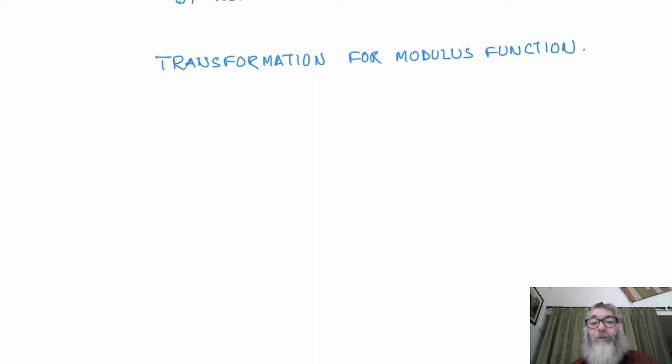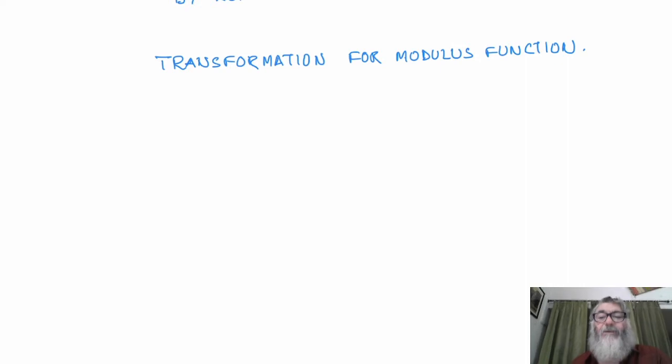Hello everyone, we are going to go a little further into modulus function. Here we are talking of transformation for modulus function. One of the transformations we discussed already, but I'm going to repeat it anyway.